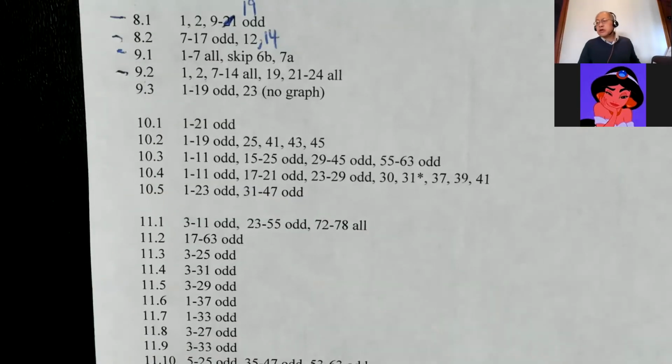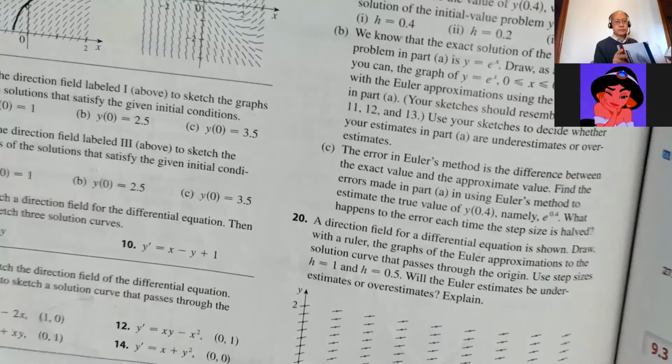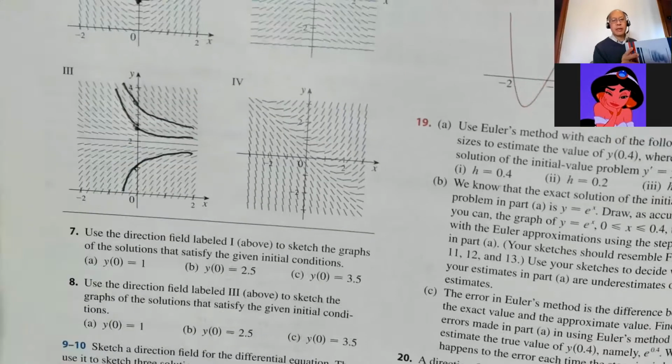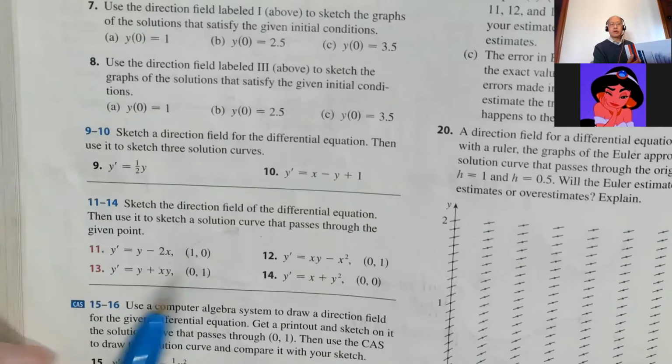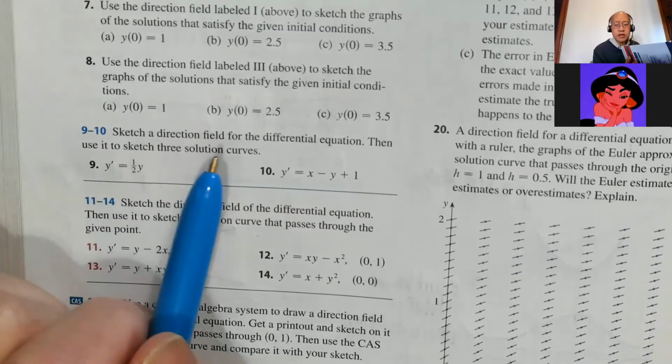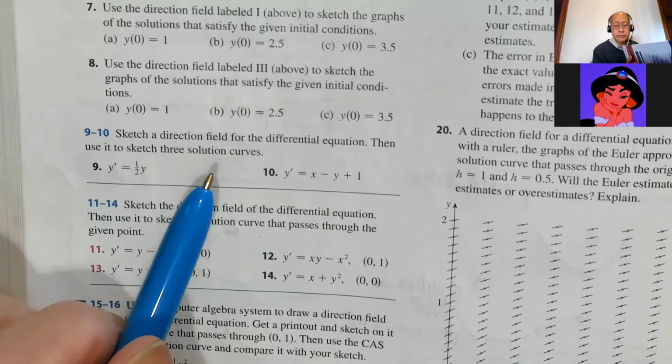Okay, now I'll introduce you to the next part, and then maybe I'll just show you one, and that's about it. Much longer is how do you come up with this thing now? And how do they draw this stuff? That's what we're going to do now. So 9 through 14: sketch a direction field for the differential equation, then use it to sketch 3 solution curves.